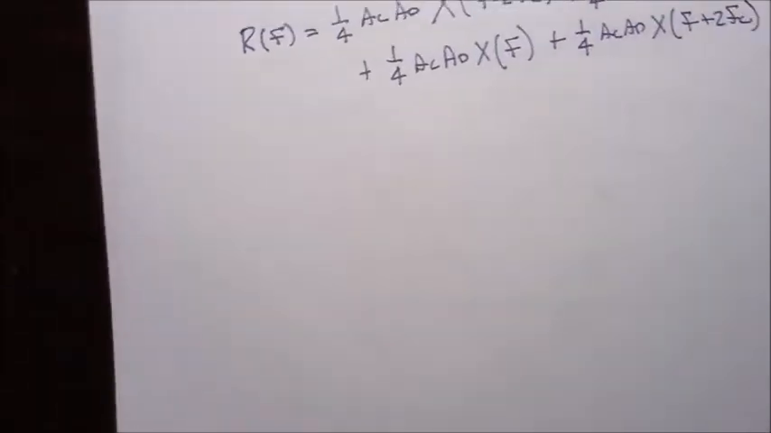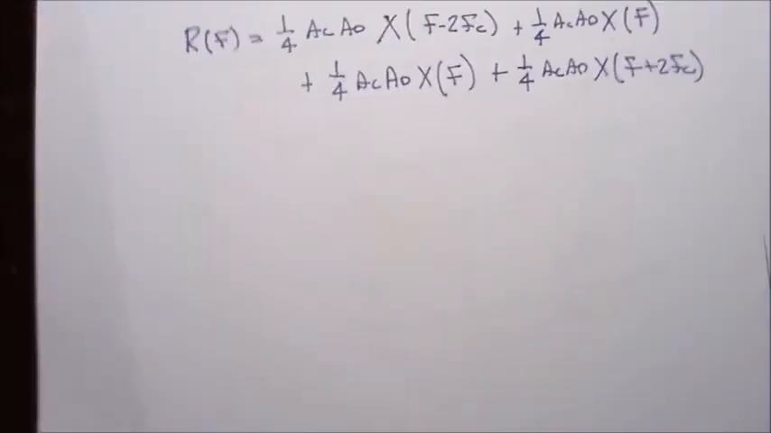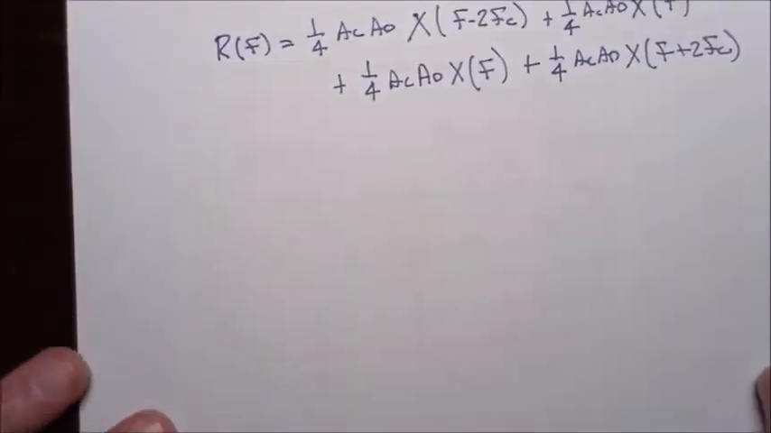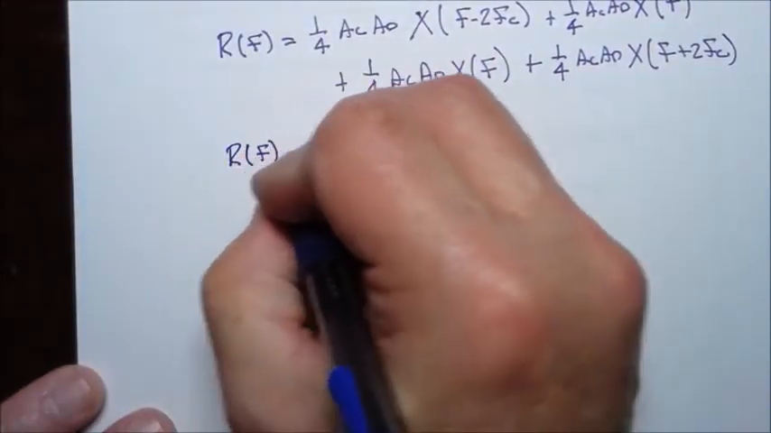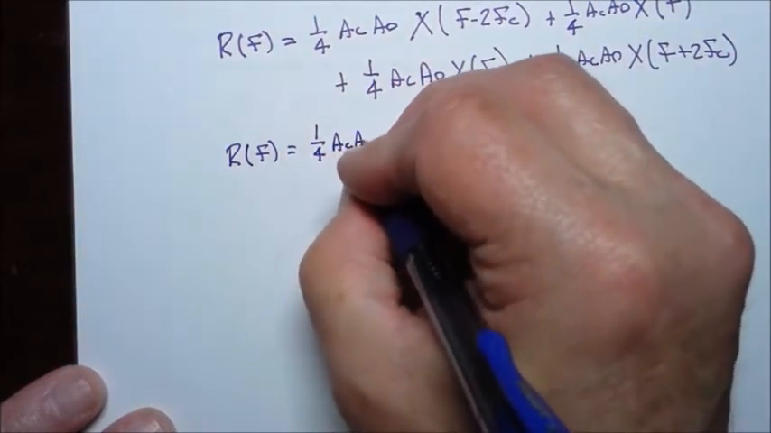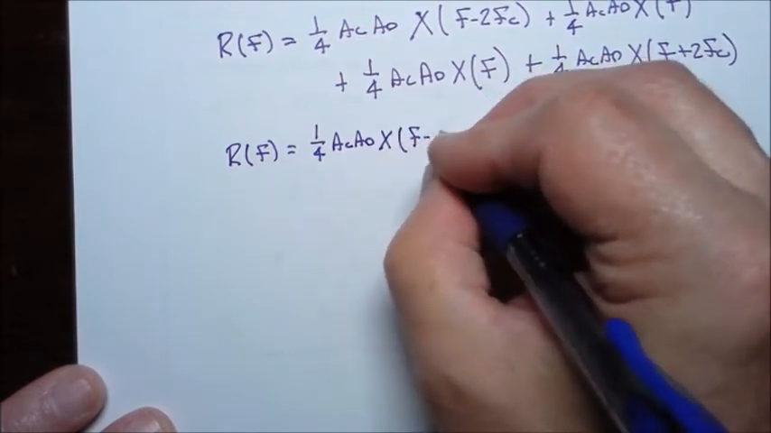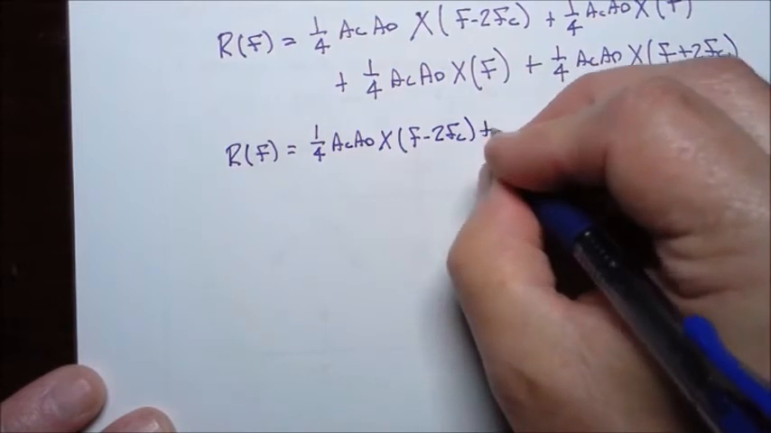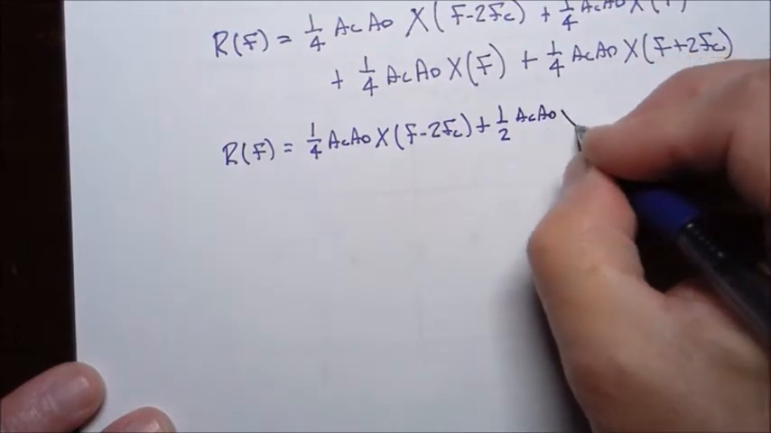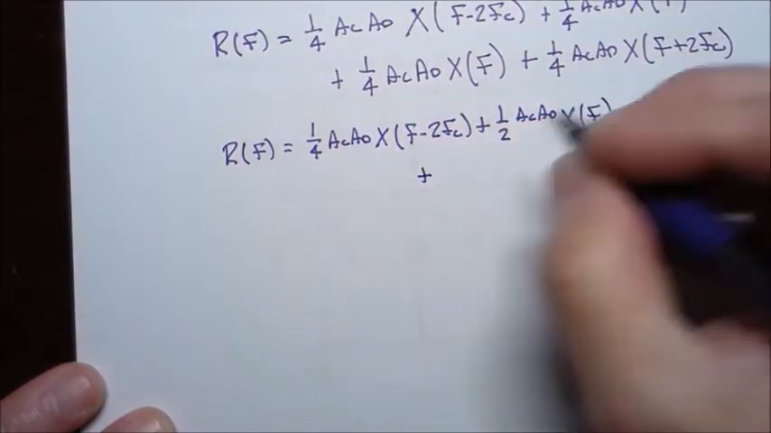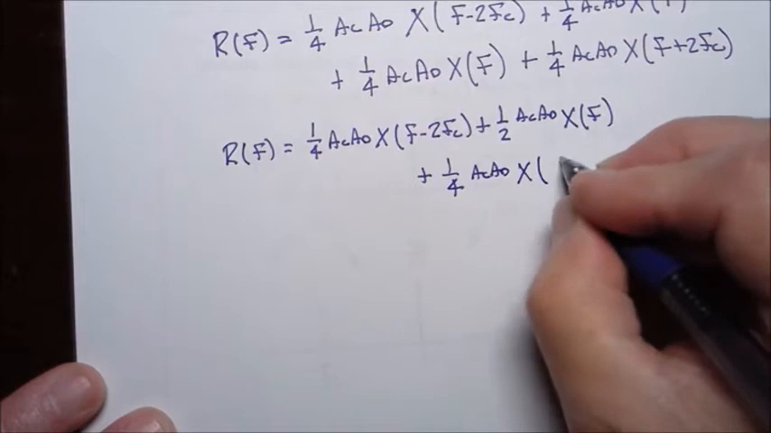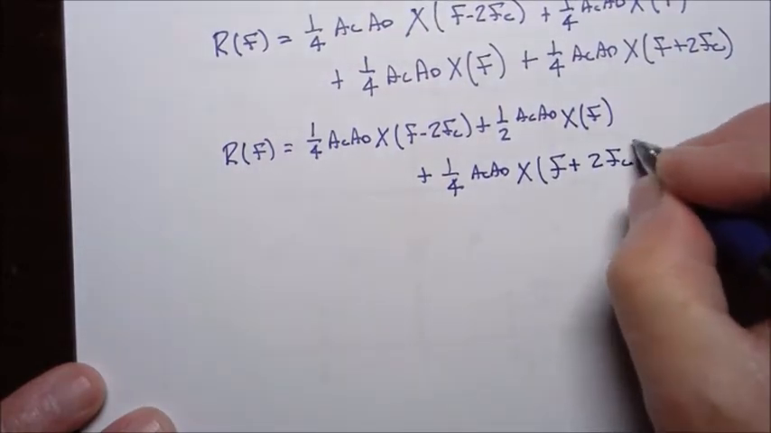So now I can combine these two terms and write capital R of F is equal to 1/4 AC times AD times capital X of F minus 2FC plus 1/4 plus 1/4 is 1/2 ACAD times capital X of F plus 1/4 AC times AD capital X of F plus 2FC.